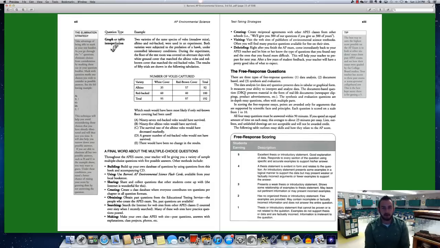It's why I have you do those bigger labs in class: the Biodiversity of Arthropods lab and also the Herpetological survey. Taking a look at analyzing data and being able to come up with some inferences about that. Okay. The final word about the multiple choice questions.